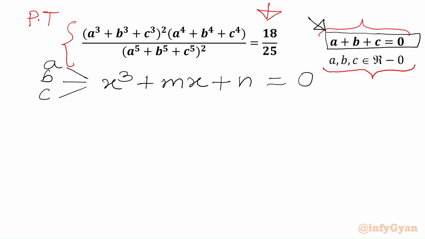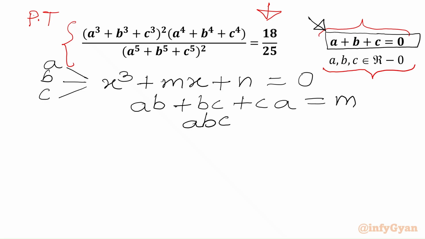Now we can write two more equations. First one, sum of roots taken two at a time: ab plus bc plus ca will be equal to m as per Vieta's rule. And product of roots a times b times c will be equal to minus d over a, minus constant over the leading coefficient, so minus n. These two equations we will use a little later.